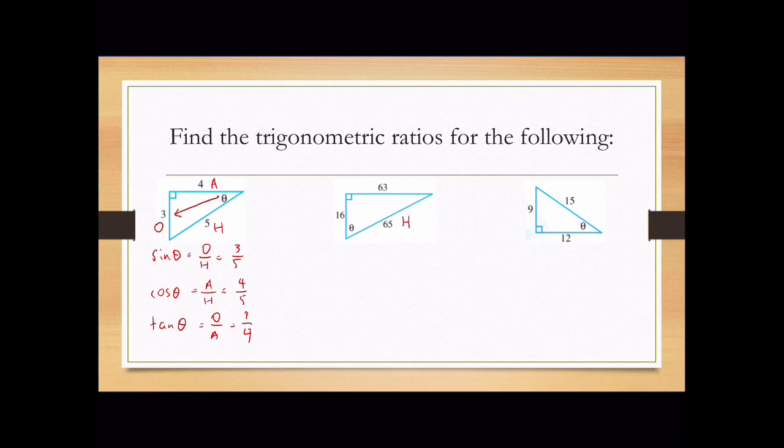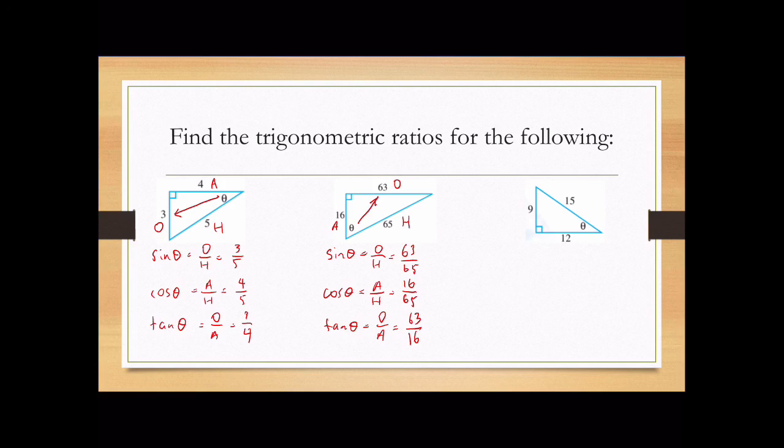We have the hypotenuse there still. Opposite theta is 63, so that's O there. A is the one left over. So sine theta will be equal to opposite over hypotenuse, which is 63 over 65. Cos theta is adjacent over hypotenuse. So the adjacent is 16 over 65. And tan theta is opposite over adjacent, which is 63 over 16.